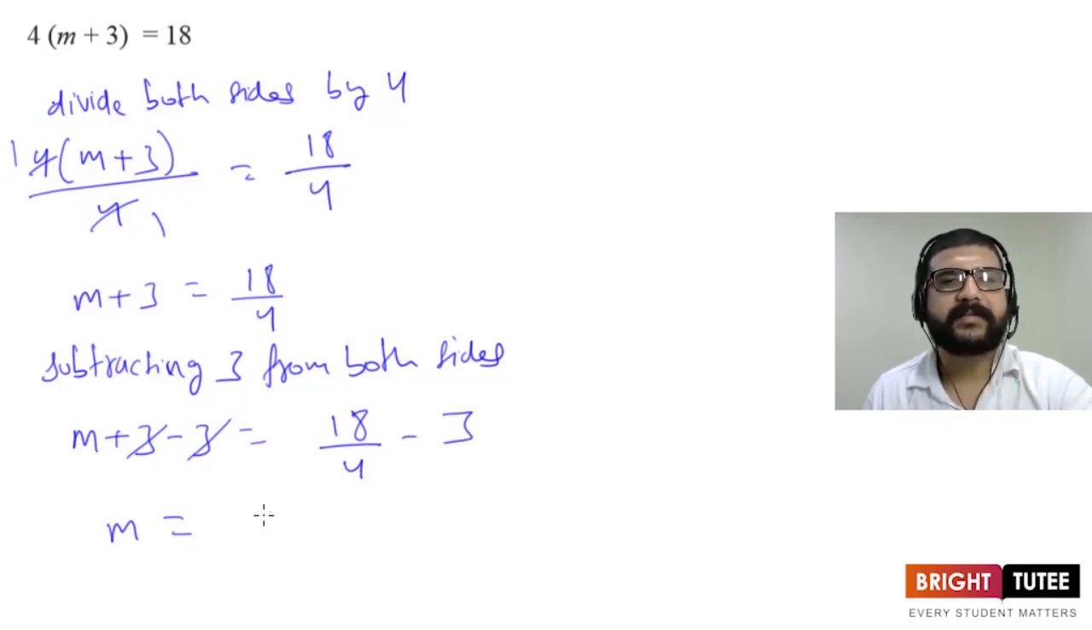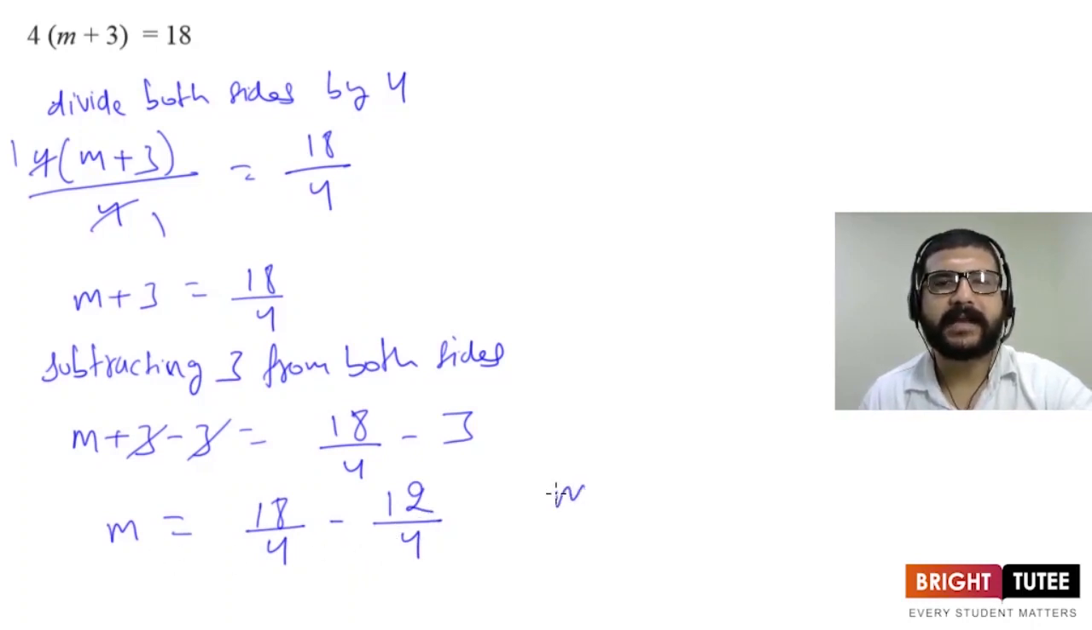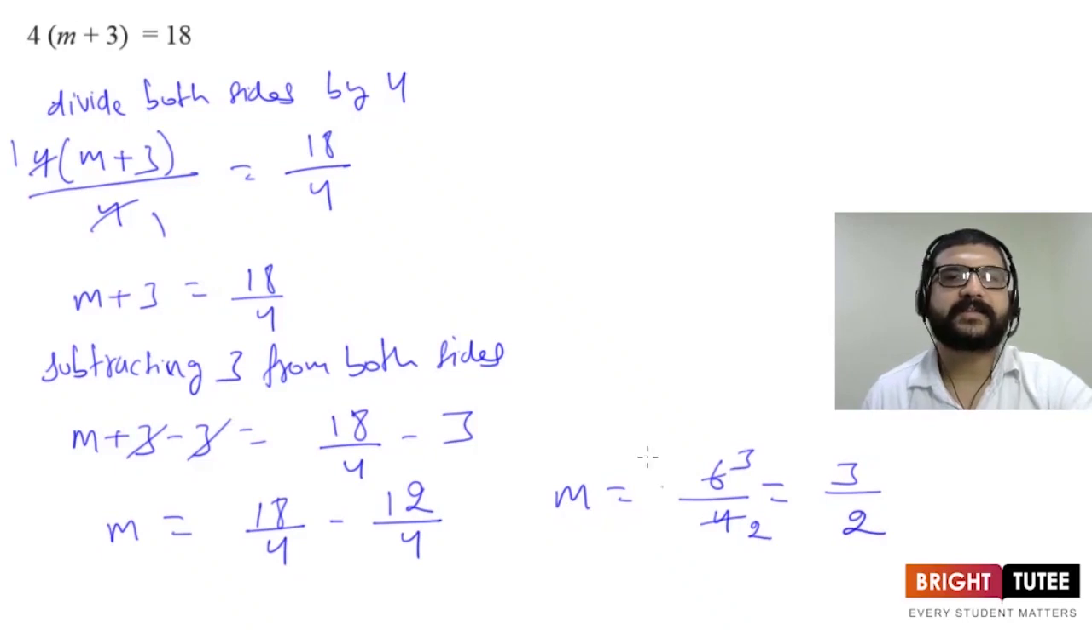And we know we can write this 3 as 12 upon 4. So now from here we will get m is equal to 18 minus 12, which is 6 upon 4, and by simplifying this we will get 3 upon 2. So the final value of m is 3 upon 2.